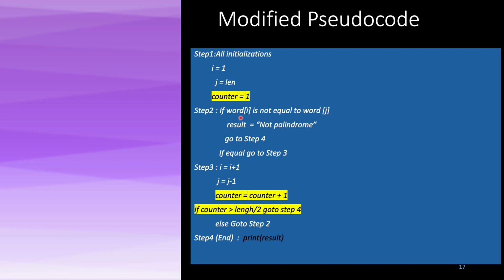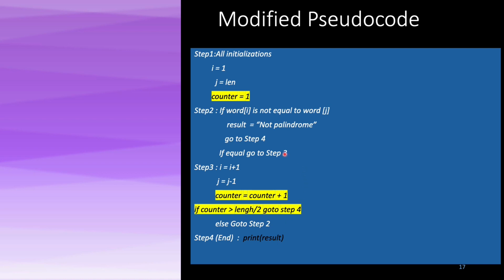So step 1 was about the initialization. In step 2, we compare whether word I is equal to word j. So initially I is 1, j is the length, so the first and last letter we compare. And if they are not equal, immediately we can assign a result as not a palindrome, and we go to step 4. In step 4, we just print the result.